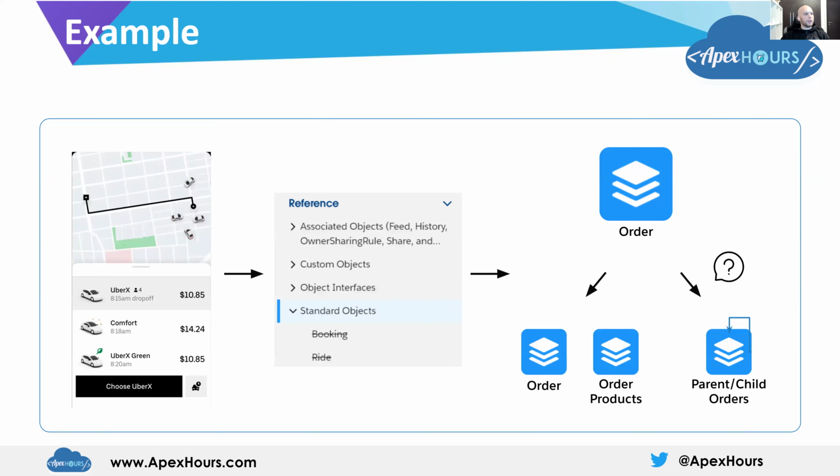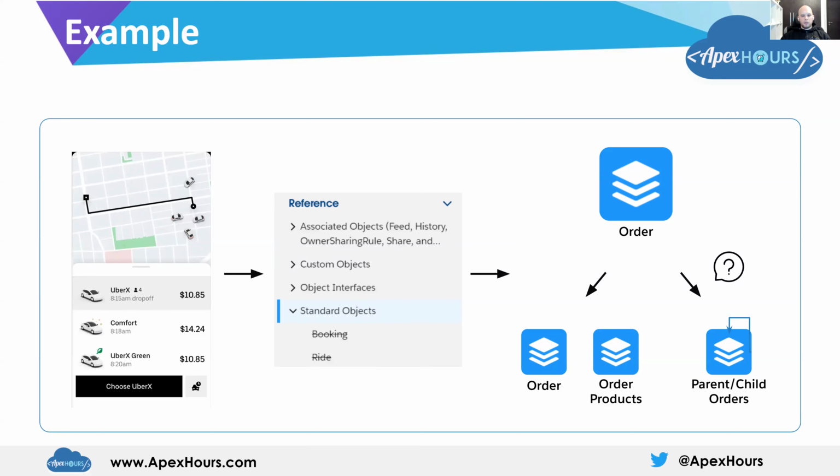So let's take an example here. Probably all of you have used a ride-sharing app like Uber. If we look at Uber, when we book a ride, what we do is we understand where our current location is, understand where we want to go, and then we decide what type of ride we want to have. The basic kind, the more comfortable kind, the more expensive kind, etc.